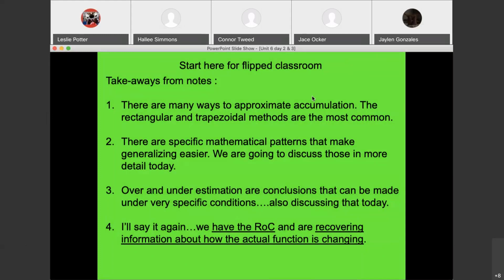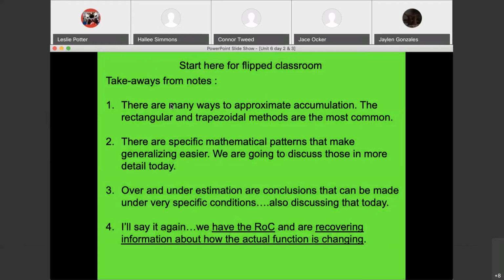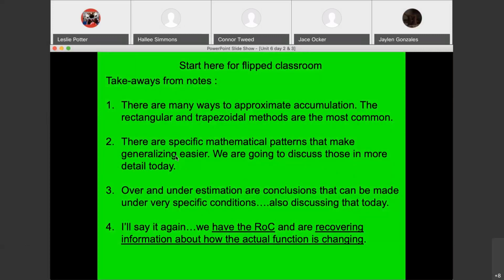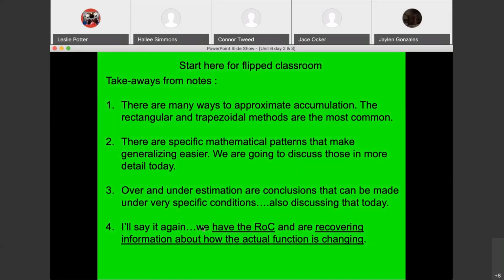So the takeaways again: many ways to approximate. Specific mathematical patterns, we're going to look at those in more detail today. Over and under estimation, we can make those conclusions under specific situations. We're going to look at more of those today. And we know that we are recovering information about how the function changes. That is the whole idea of accumulation.